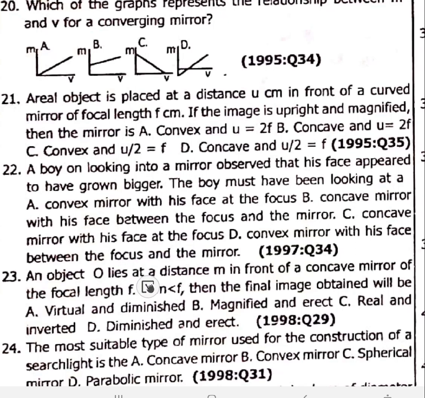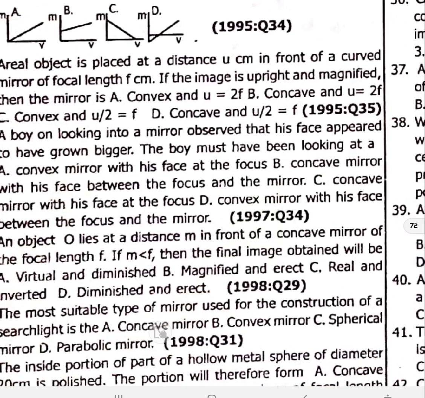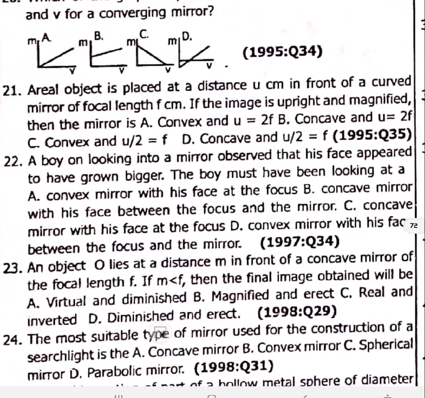23. An object O lies at a distance m in front of a concave mirror of focal length f. If the magnification is less than the focal length, then the final image obtained will be magnified and erect. The final image will be magnified and erect.